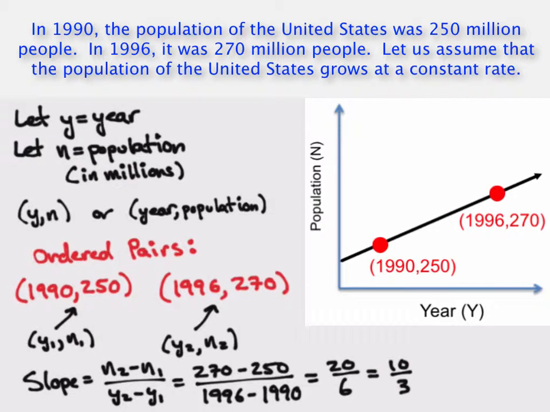Alright, now that we've got a slope, we can use either of these ordered pairs to model this situation using a linear equation in point-slope form.